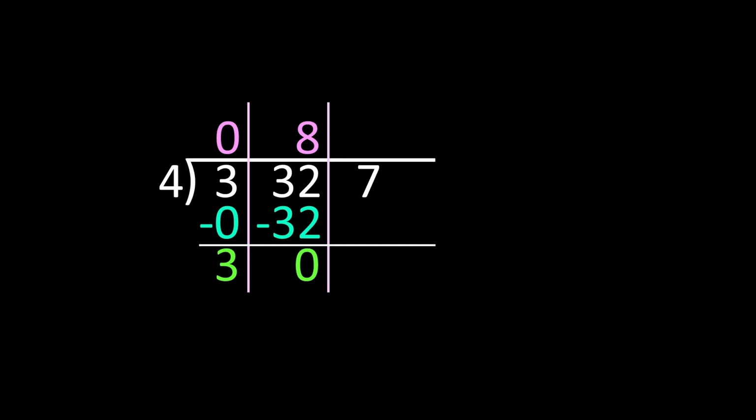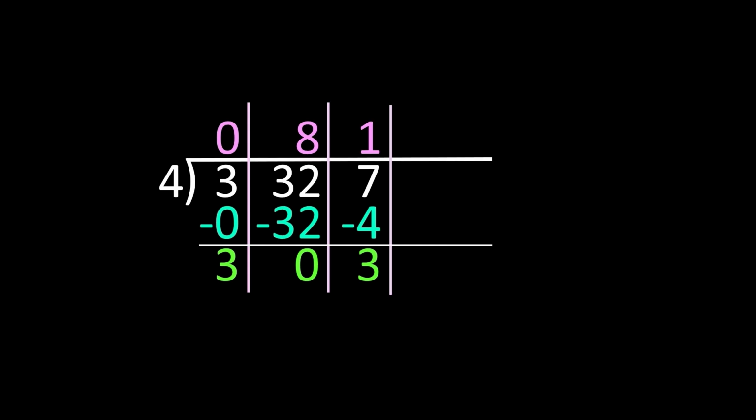Now I need to divide. 7 divided by 4 is 1. 1 times 4 is 4. And 7 minus 4 is 3. From here, I don't want to use R3 for remainder 3. I don't want to show my remainder with the R. So I'm going to need to start another section of my problem.